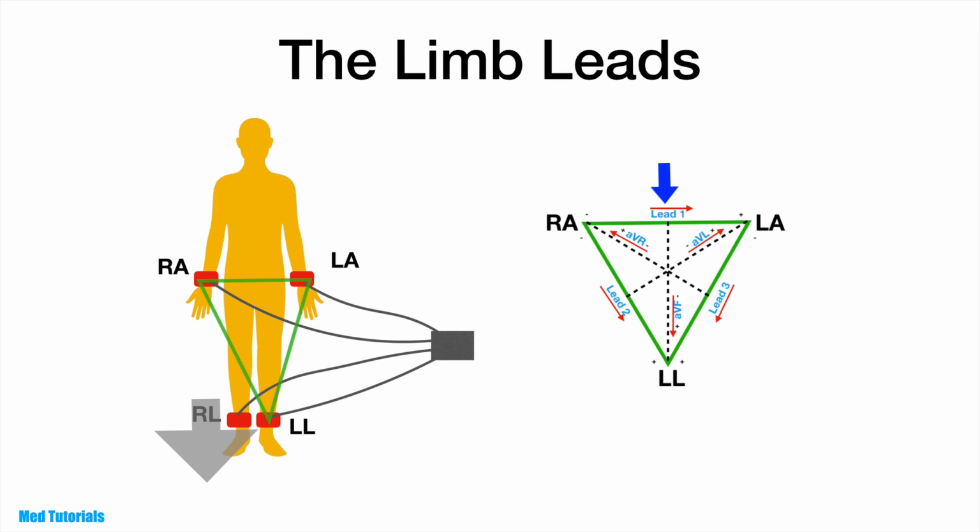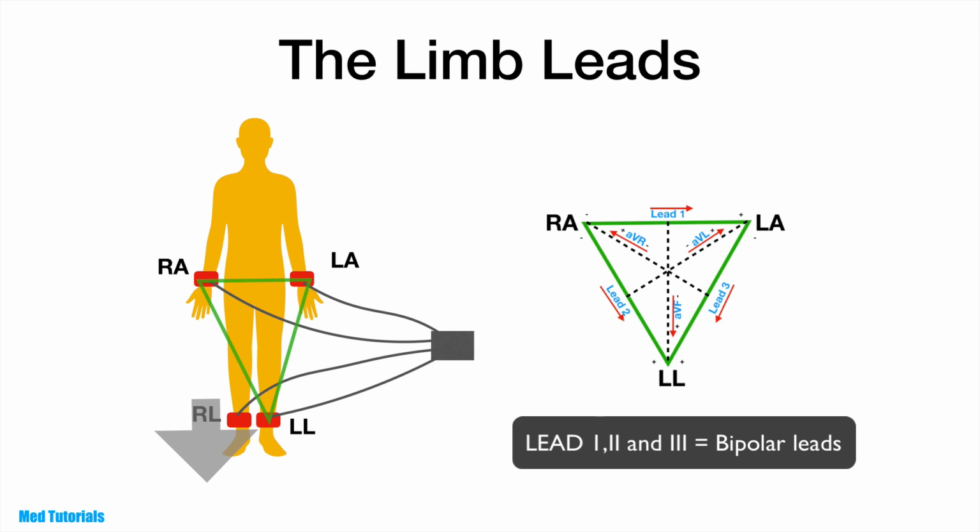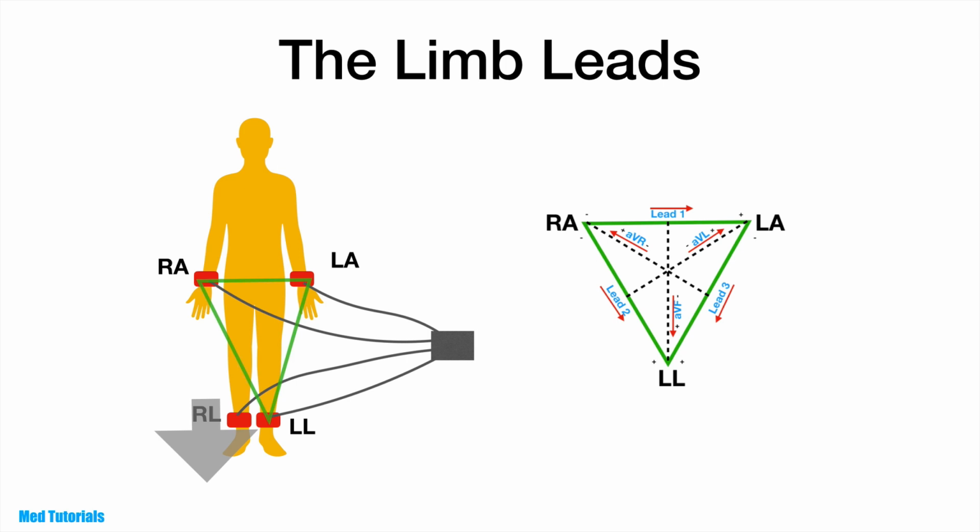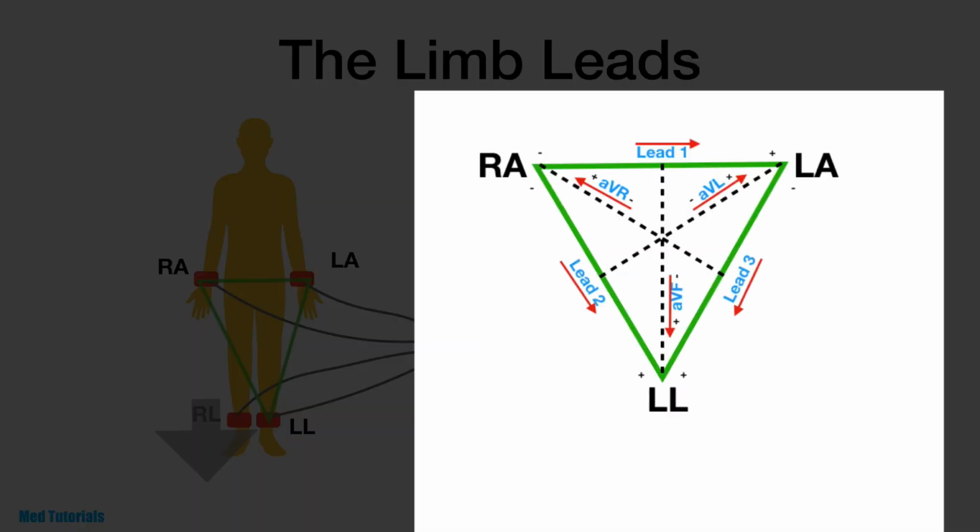Now leads 1, 2 and 3 are called bipolar leads as they record the voltage differences between 2 electrodes placed on the limbs. So lead 1 gives the difference between the left arm and the right arm electrode. Lead 2, the difference between the left leg and the right arm electrode. And lead 3, the difference between the left leg and the left arm electrode.